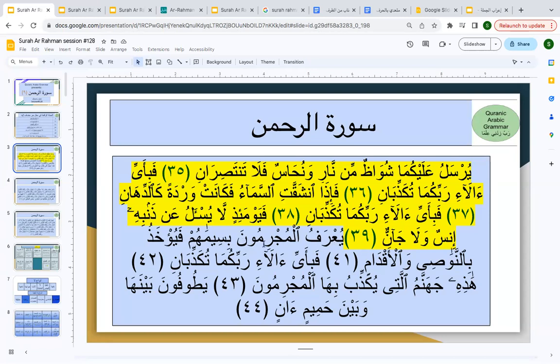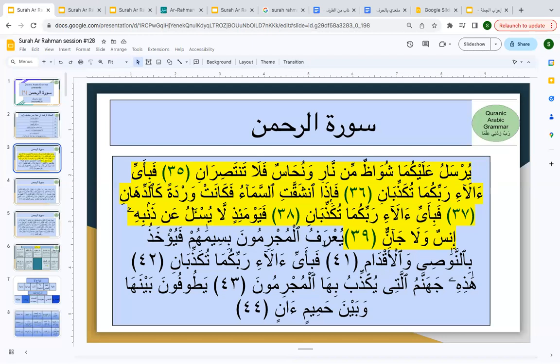يُعْرَفُ الْمُجْرِمُونَ. يُعْرَفُ جملة اسمية, جملة فعلية. Number 1 question. جملة فعلية. المجرمون. When I see a fail, is it معلوم or مجهول? Is it active or passive? It is majhul. In Arabic, passive is a fail where the doer is not known.